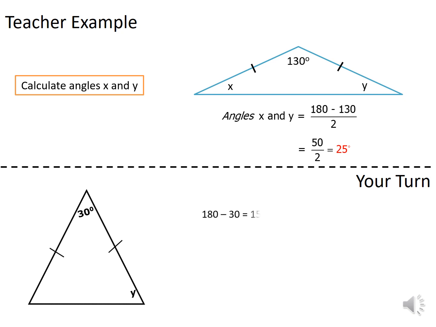Okay, what we should have done first of all is 180 take away 30 is 150. Now we know that y and the other side, whatever the other base angle is, add to 150. So we can just do 150 divided by 2 equals 75 degrees. Well done if you got that correct.